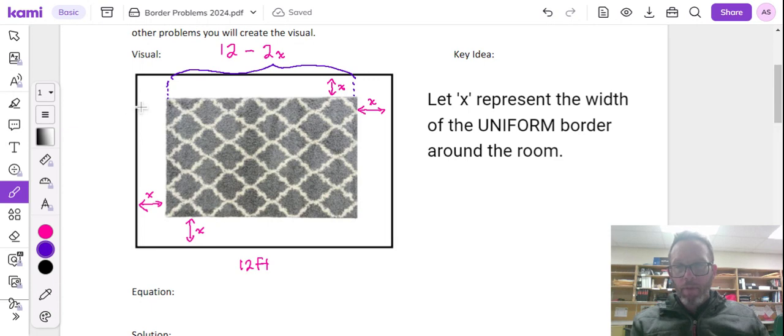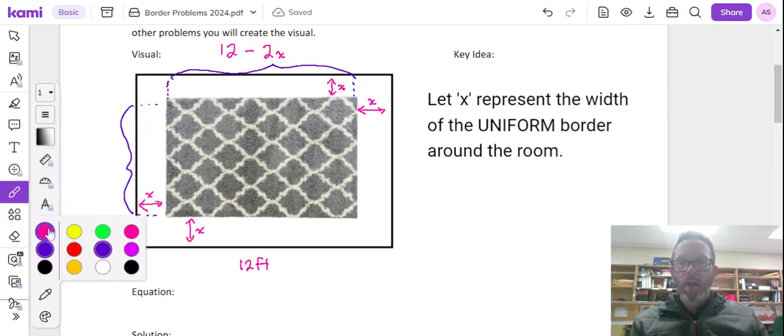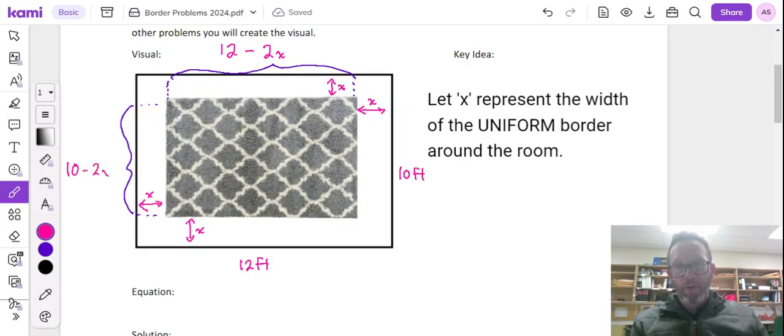For the second one, I'll do it down here and add a couple of dashed lines. In a similar way, the entire room was 10 feet. So how about the rug? Well, the rug will be 10 feet minus 2 of these borders. So for 2 borders, we subtract 2x.